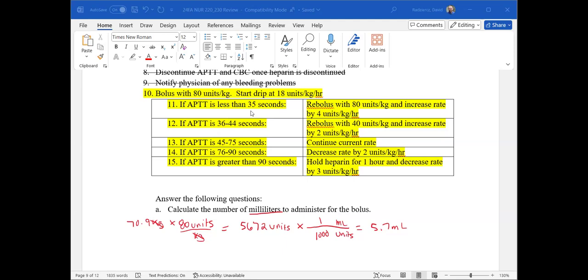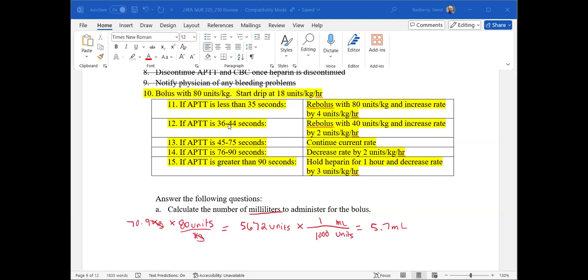So if you got a question like that, I don't think that you will, but I added it in there as an extra challenge. You're going to do the same thing. You're going to use the same availables, the same IV, the same bolus. The only differences are, what is your new bolus? So is it 80, is it 40, or is there no bolus? And then what are the changes to the infusion rate?